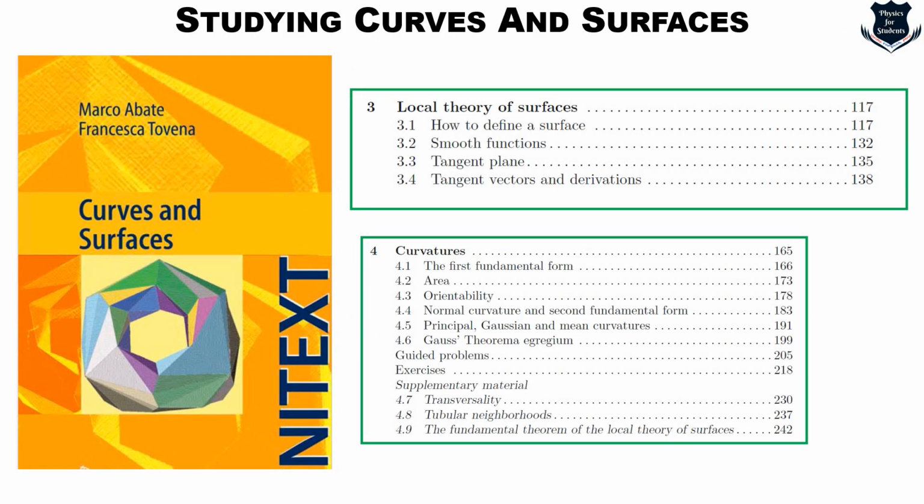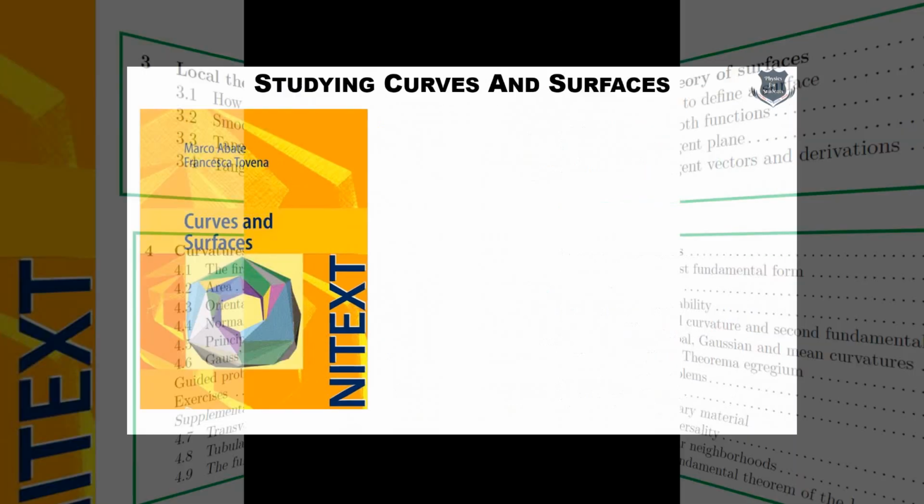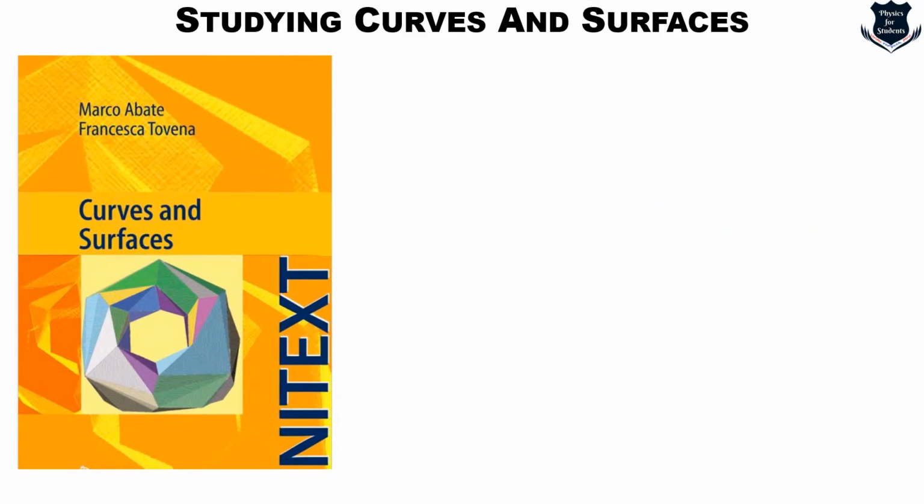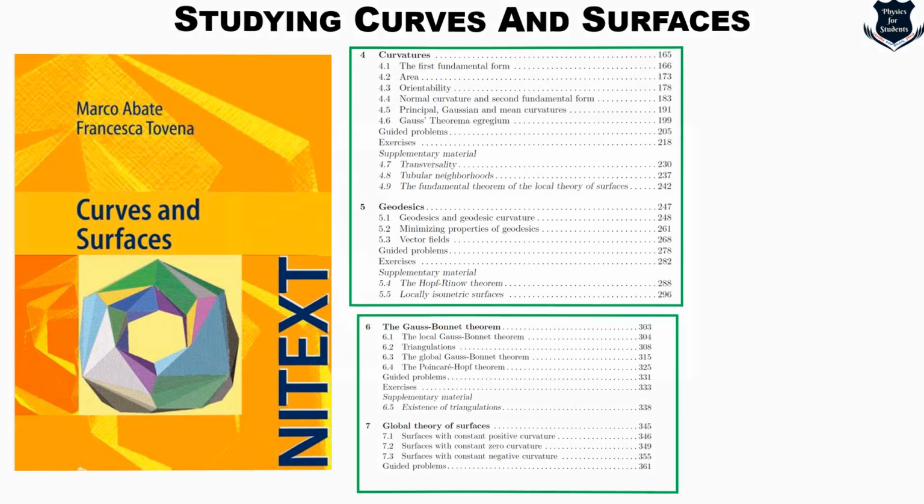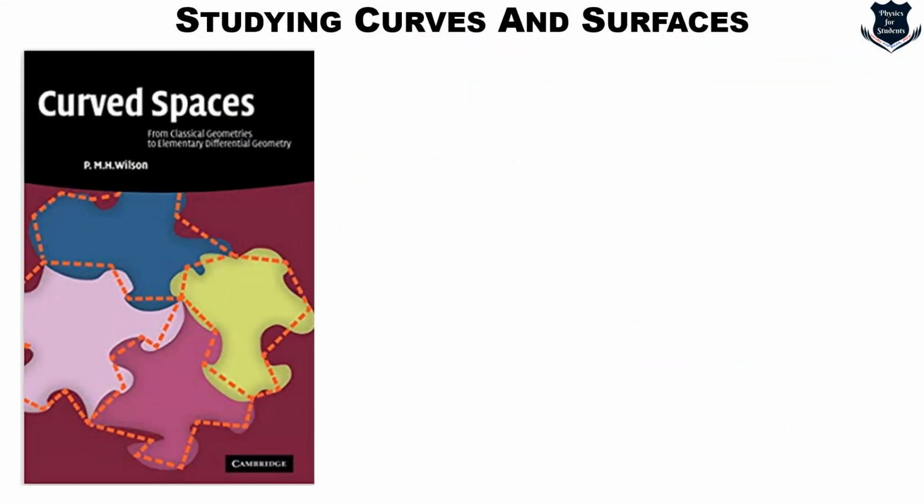Okay, so the local theory of surfaces comes with curvatures and things like that. We further see that the book comprises curvatures, geodesics, the Gauss-Bonnet theorem, and the global theory of surfaces. So whatever we just saw and discussed is being covered. So it is absolutely an excellent book.